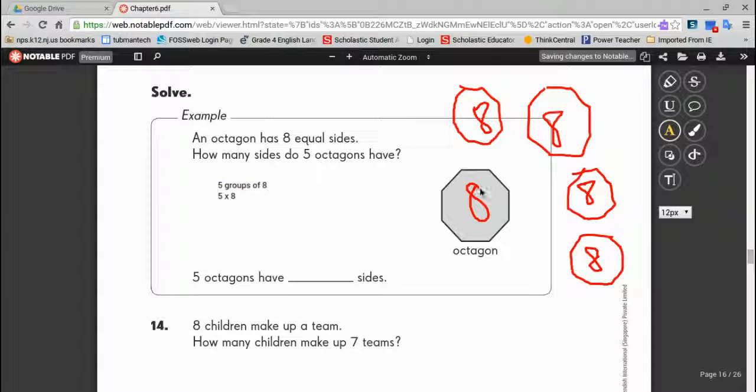So what I can do is I can count my 8s over here, but when I have a 5 times 8, I know I can do 8 times 5. And I like to count my 5s because it's easier. So that would be just 5, 10, 15, 20, 25, 30, 35, 40. So 5 octagons have 40 sides.